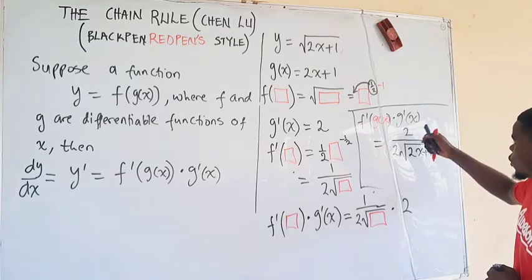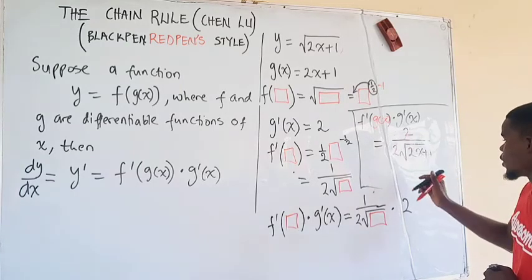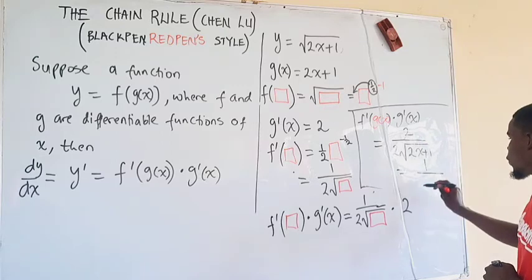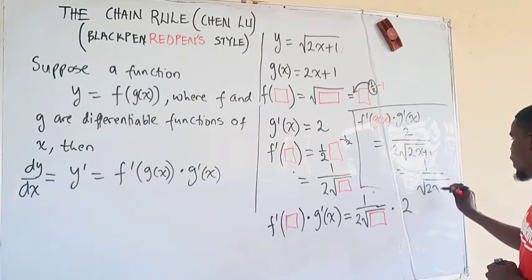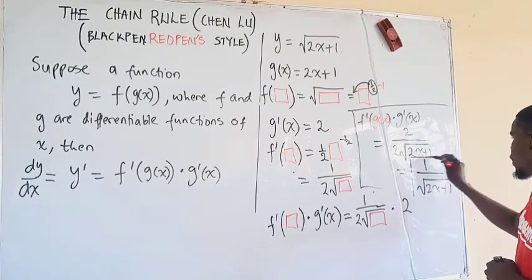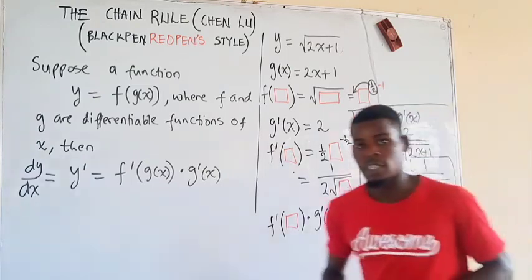And now these 2 and these 2 will cancel out nicely, and we enter with 1 over the square root of 2x plus 1. And this right here is the derivative of that given function.